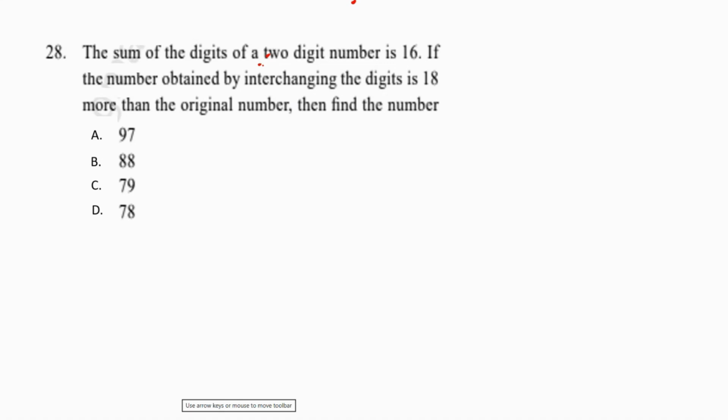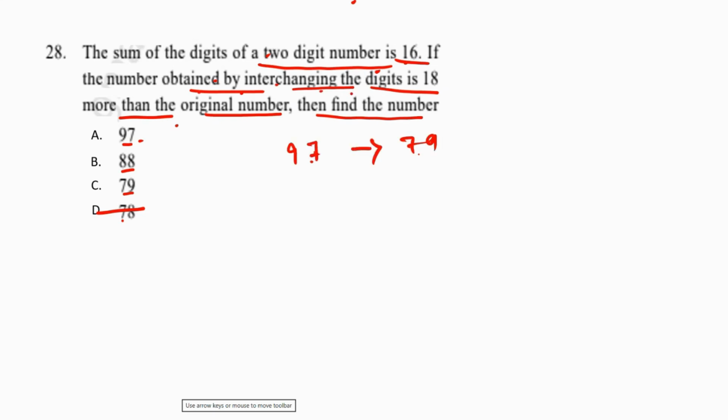The sum of the digits of a two-digit number is 16. If the number obtained by interchanging the digits is 18 more than the original number, then find the number. Now we see 9 plus 7 is 16, 8 plus 8 is 16, 7 plus 9 is 16. We have three options now. If the number is obtained by interchanging the digits, that means 97 becomes 79.